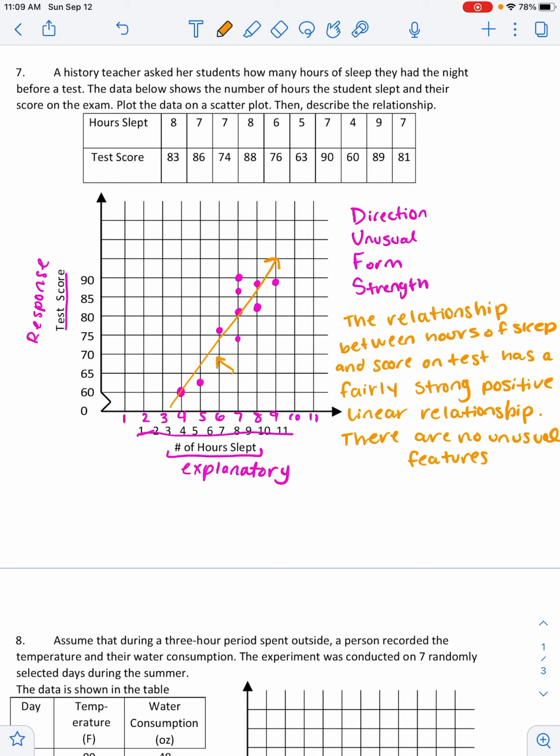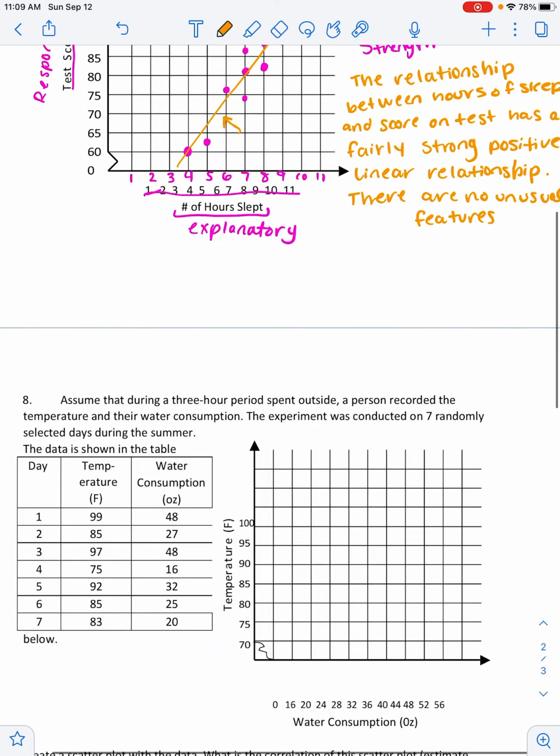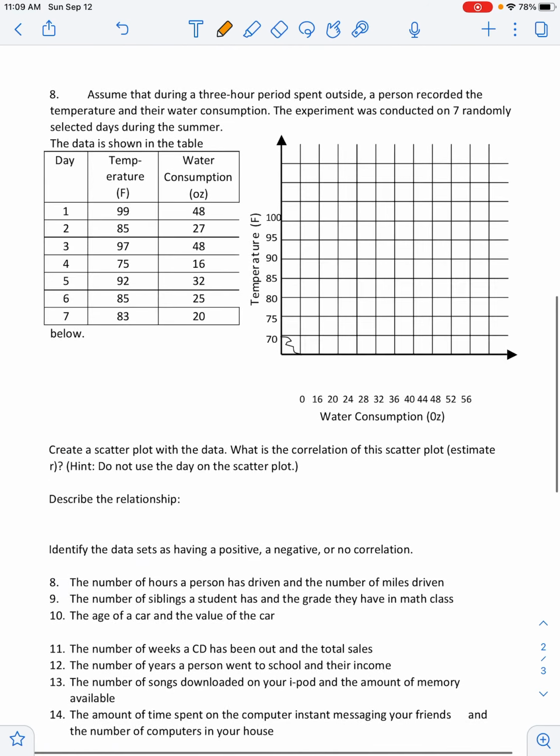Maybe people who are sleeping more have studied all week and therefore aren't cramming for their test all night. That could just be one example of how there are other factors leading to this relationship. So remember, correlation does not equal causation. There's a relationship, but it doesn't mean that one causes the other. All right, let's go for another example here.